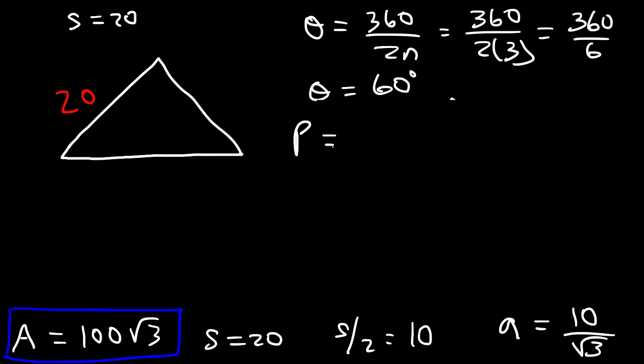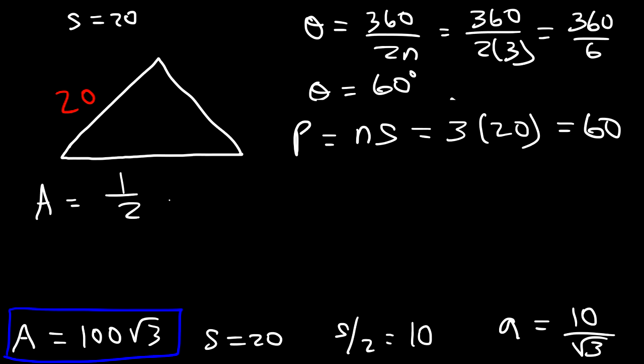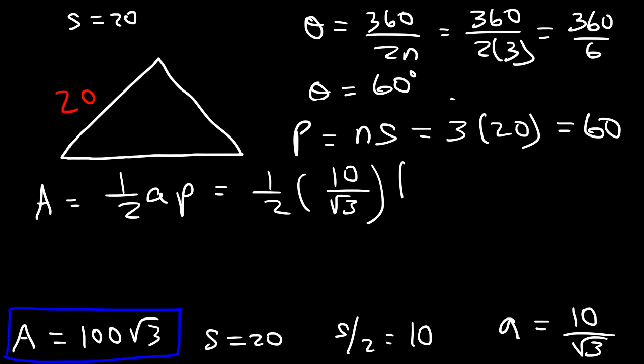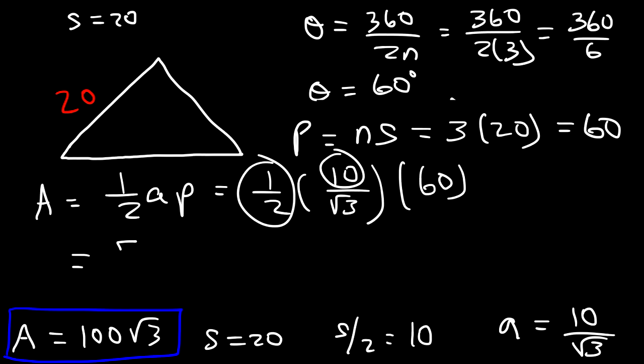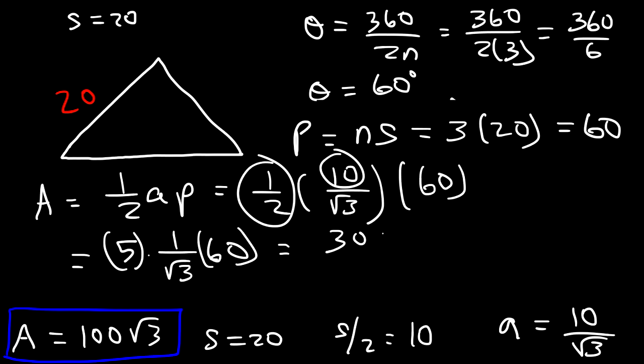Now let's calculate the perimeter. So it's n times s. For a triangle we have 3 sides, and s is 20. So 3 times 20 is 60. So the area is going to be 1/2 AP. The apothem is 10 divided by the square root of 3, and the perimeter is 60. Now 1/2 of 10 is 5, so we have 5 times 1 over square root of 3 times 60. Now 5 times 60 is 300, so we have 300 divided by the square root of 3.